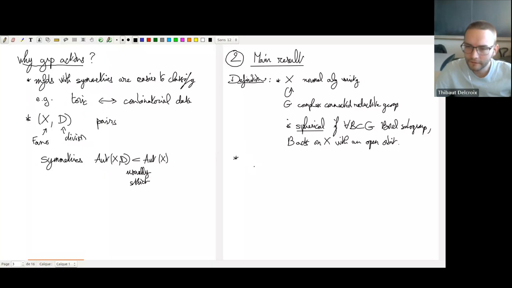And the title also mentions the small rank. Small dimension will be the dimension of the variety. But the rank is a notion related to this definition of spherical variety. Before defining the rank, I need to define another invariant. So let's say I have X with an action of G, and B a fixed Borel subgroup in G.